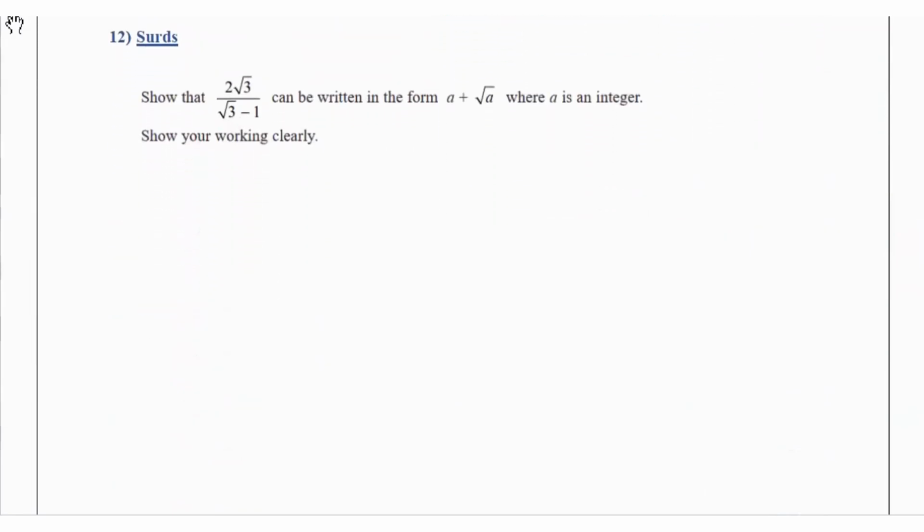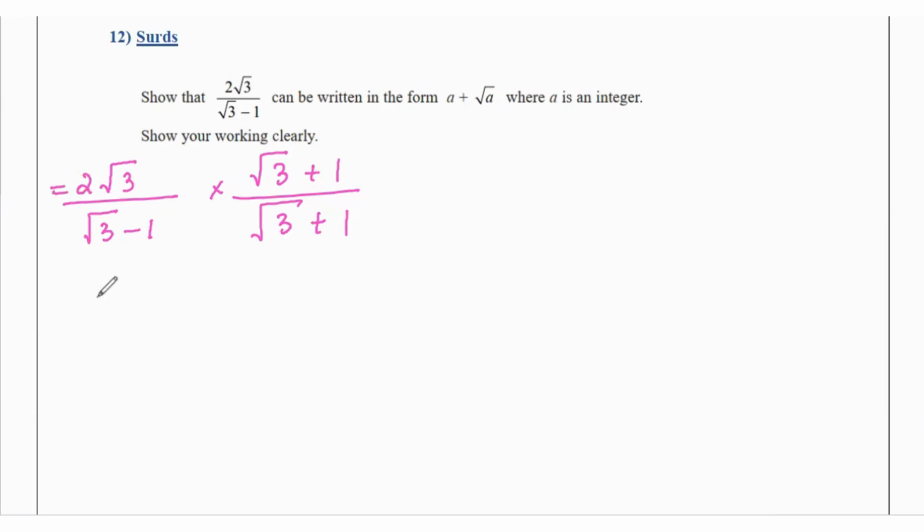The question shows that 2 root 3 over root 3 minus 1 can be written in the form a plus root a, where a is an integer. Show your working clearly. So for this, remember, you will multiply and divide the fraction by this denominator, but with a different sign in the middle. So if it's root 3 minus 1, you multiply and divide it by root 3 plus 1. If it was root 3 plus 1, then you'd multiply and divide by root 3 minus 1. So this is the main step.